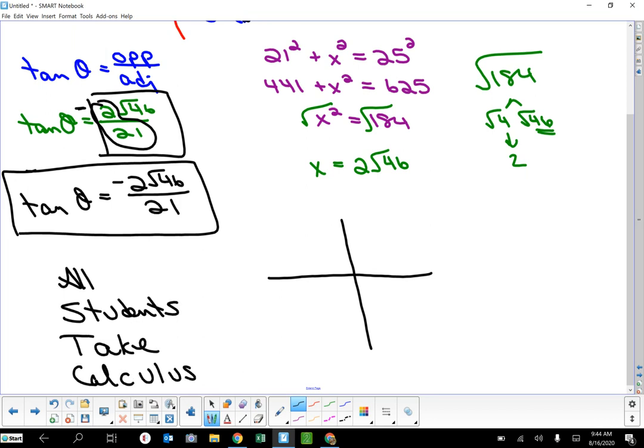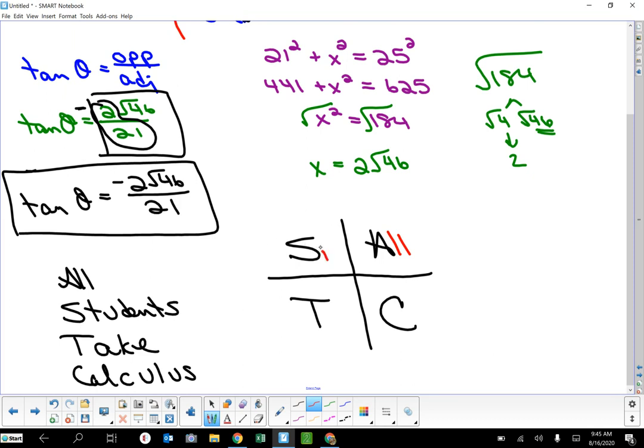And it's a farce. All students don't take calculus. But it's supposed to help you remember what trig functions are positive in which quadrants. So you start in the first quadrant, all students take calculus. And in the first quadrant, all of your trig functions are positive.